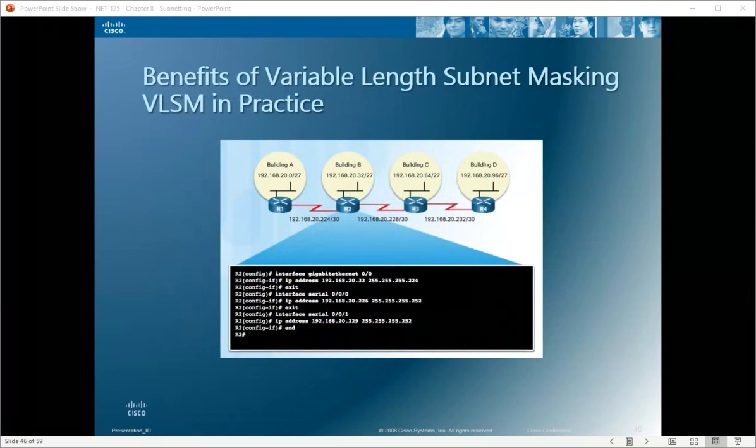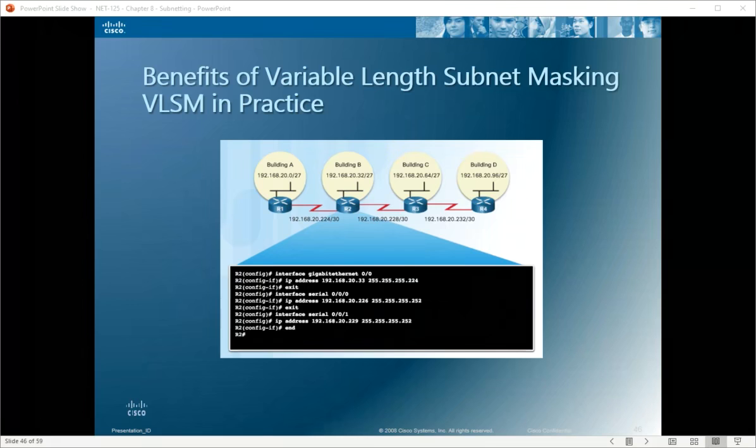So now once we've gone through and practiced and we know what our VLSM addresses are going to be, we've got buildings A, B, C, and D, in increments of 32 each on the host portion. So 20.0, 20.32, 20.64, and 20.96. And then inside of that, we've got 224, 228, and 232. Remember that each of these only has 2 hosts each for our WAN links.